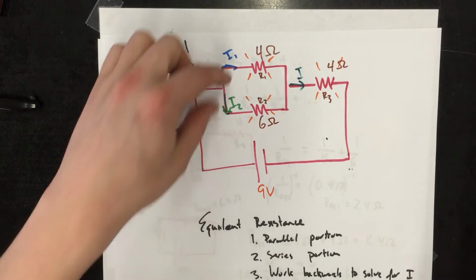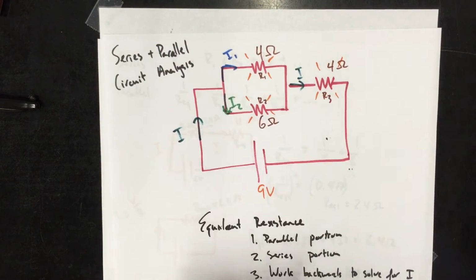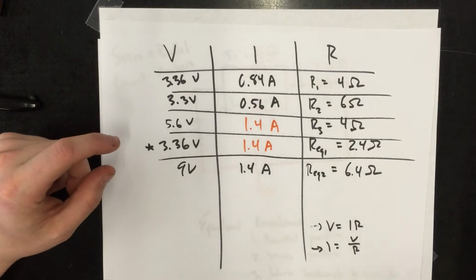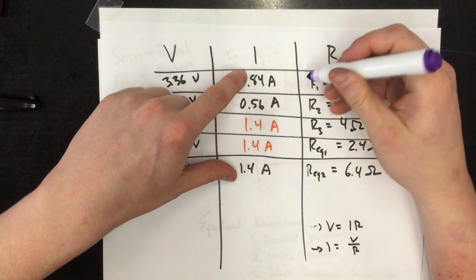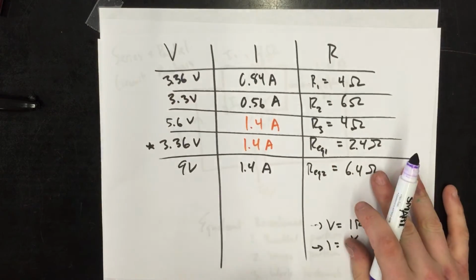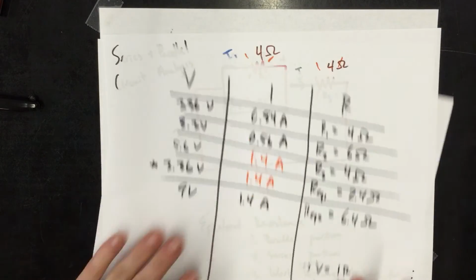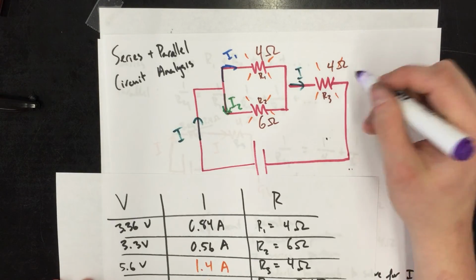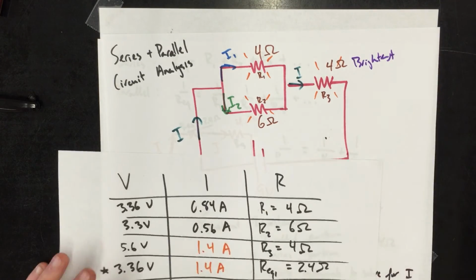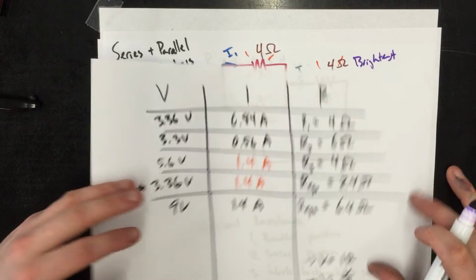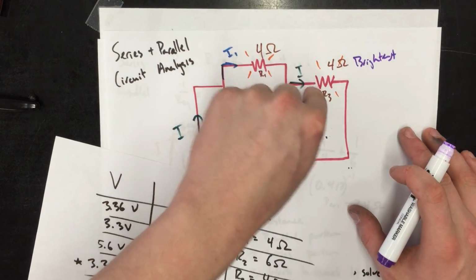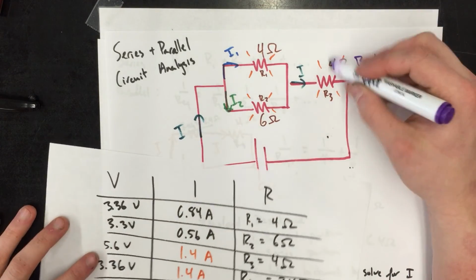So which one of these, R1, R2, R3, would receive the largest current? Could we pick that out? I1 is receiving 0.84, I2 is receiving 0.56, and R3 is receiving 1.4. So R3 should be the brightest. And that makes sense conceptually because all of the current that was split off has to join back up over here, making this bulb the brightest.